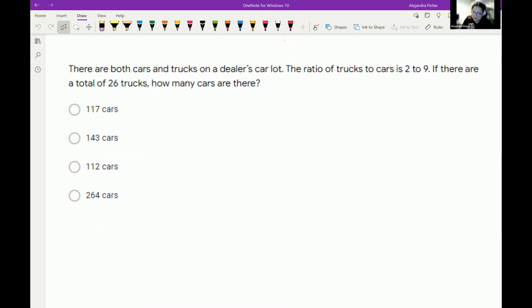All right, so I got this one for you guys. There are both cars and trucks on the dealer's car lot. The ratio of trucks to cars is 2:9. If there are a total of 26 trucks, how many cars are there?